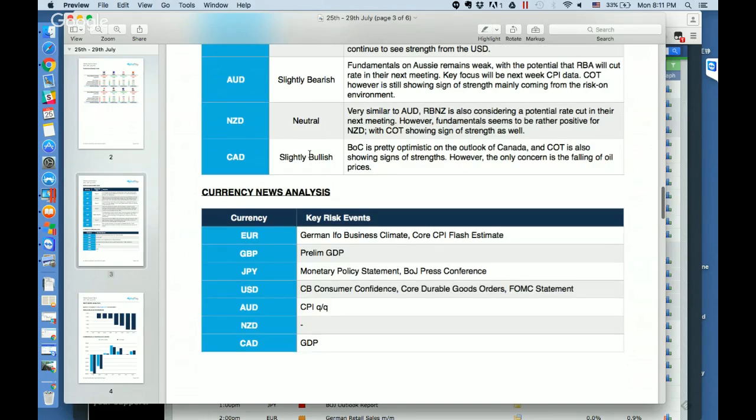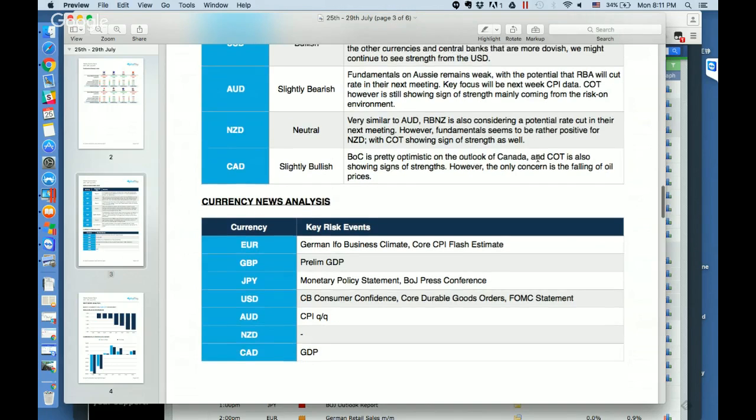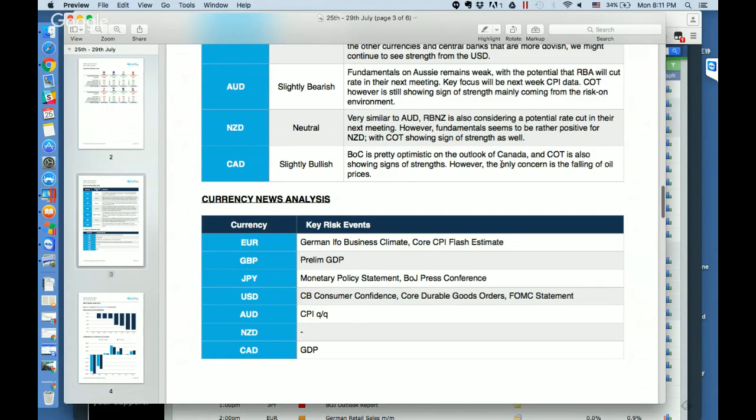CAD is bullish simply because the recent BOC report is pretty optimistic in terms of the outlook for Canada. And we couple that with COT also showing signs of strength, right? The only concern over here for CAD is that oil prices are still falling, all right? Later, I'll bring you on to the oil prices chart as well. The only concern here is falling oil prices for Canada because the fundamentals are good. COT is showing signs of strength. The only concern is really oil prices.